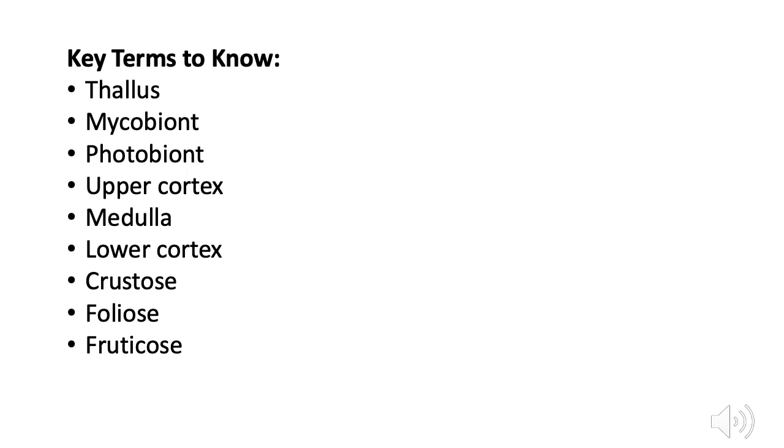Okay, so a quick review of the most important terms we just learned or reviewed. It's not every term, but these are the ones you really should remember when you're starting to identify lichens. So thallus, mycobiont, photobiont, upper cortex, medulla, lower cortex, crustose, foliose, fruticose. If you got an idea of what those mean, you are doing great. Okay, so see you in part 2, where we'll move on to the reproductive structures and other external lichen structures.